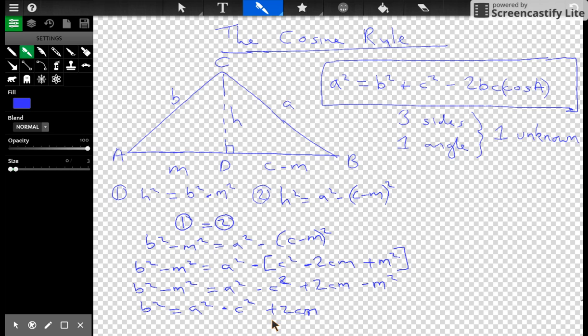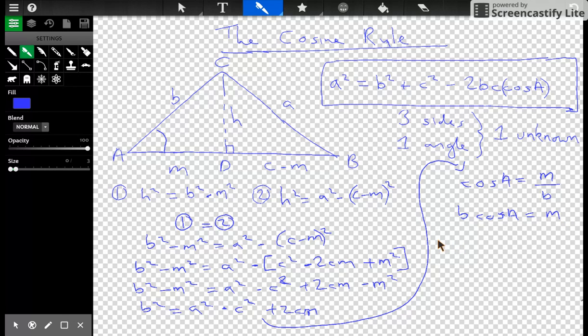So up here we continue, and I'm running out of room, so bear with me. We've got the cos of angle A is equal to M over B. Rearranging, B cos A is equal to M, multiplying both sides by B, and that's what we needed. We needed to get M.